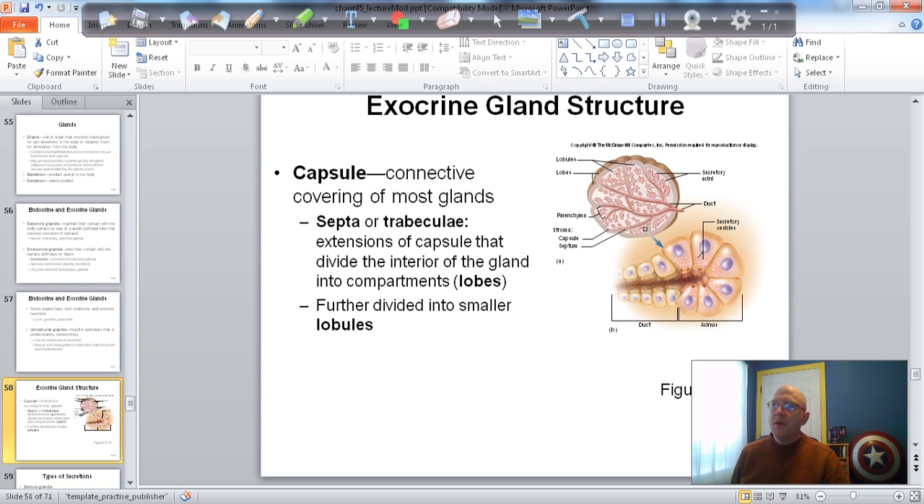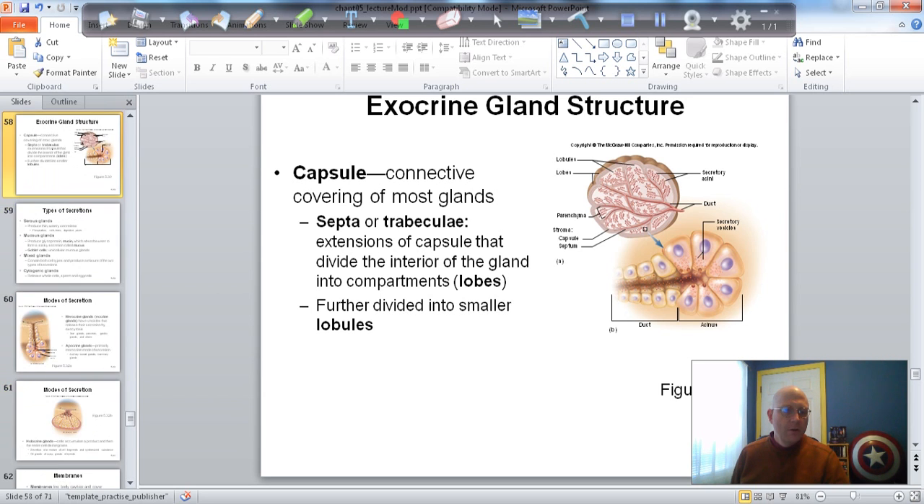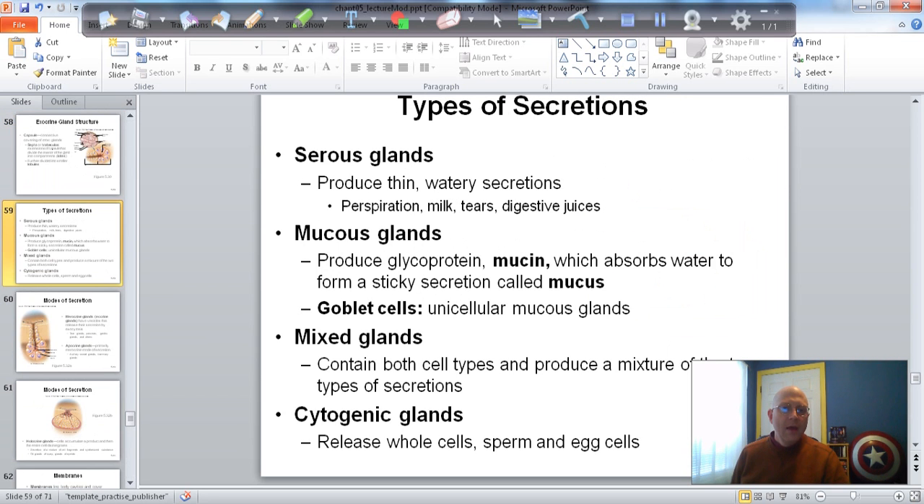Glands can also be classified by the nature of their secretions. Right? Serous, mucus, and cytogenic, mixed being a combination. All serous glands are going to be producing something that is thin and watery, so water is going to be the main component of it. So tears, milk, sweat, saliva.